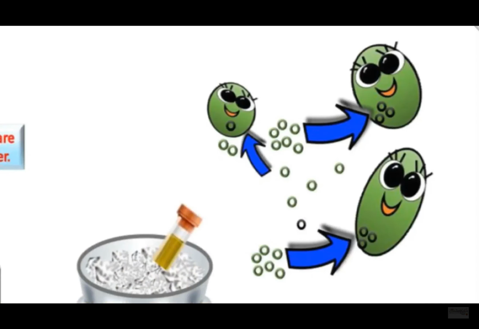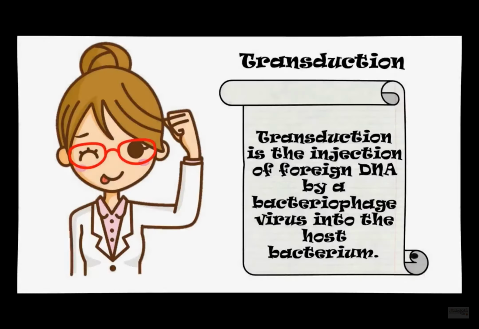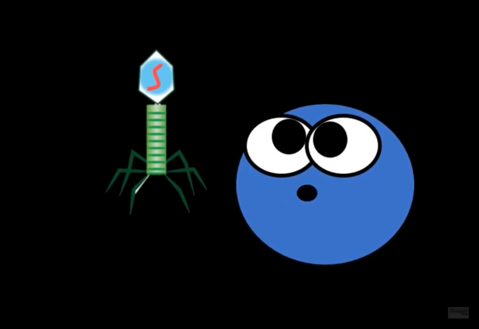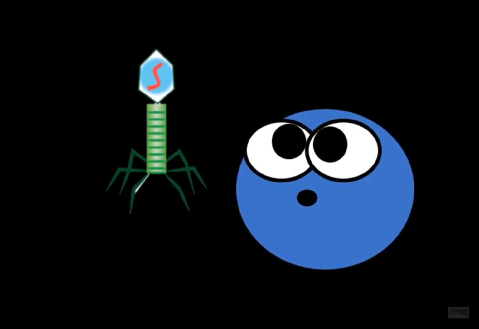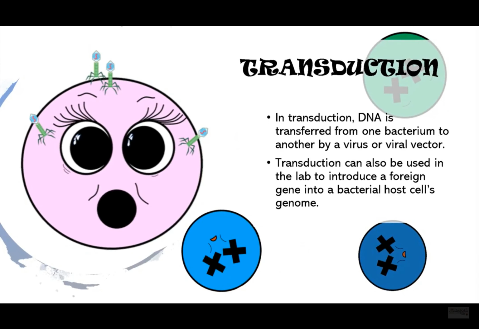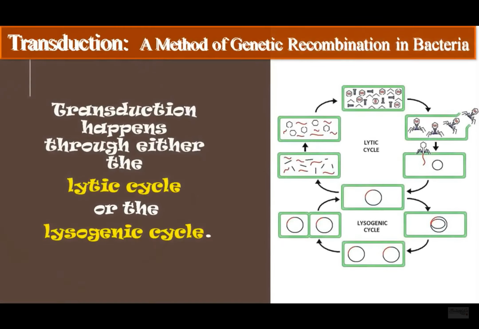Another form of bacterial genetic recombination is transduction. Transduction is the injection of foreign DNA by a bacteriophage virus into a host bacterium. Bacteriophages can accidentally transfer genetic material from one bacterium to another. In transduction, DNA is transferred from one bacterium to another by a virus or viral vector. Transduction can also be used in the lab to introduce a foreign gene into a bacterial host cell's genome.